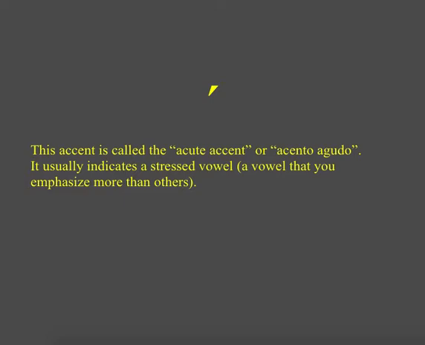This accent is called the acute accent or acento agudo. It usually indicates a stressed vowel. No, not a vowel that's dealing with a lot of problems. A vowel that you emphasize more than others. So when we're talking about an accent or an accent mark in Spanish, we're talking about the acute accent. It's this one right here.